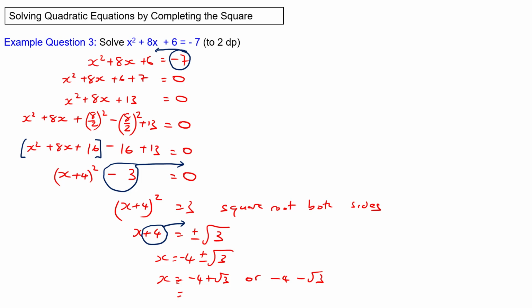And when we put that in the calculator, we get minus 2.27 or minus 5.73. Which are our solutions then, two solutions for x. Good. Hit pause. Write this example down. I've got a couple of questions I want you to try before I give you your classwork. So hit pause, write it down. When you're ready to have a look, hit play again.